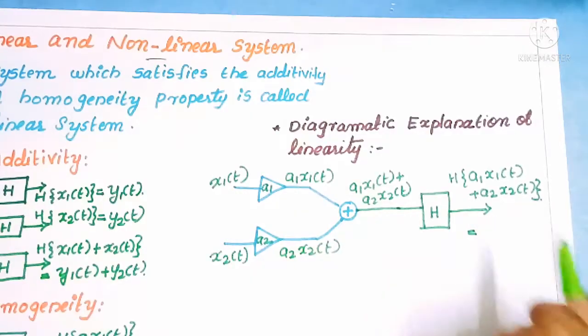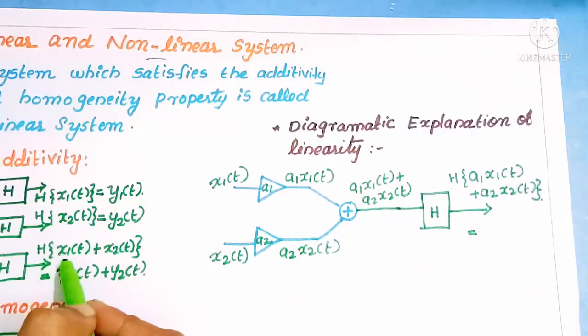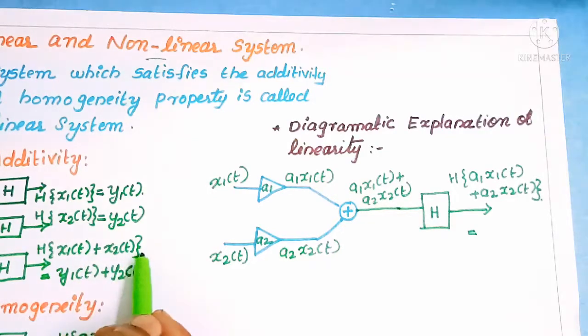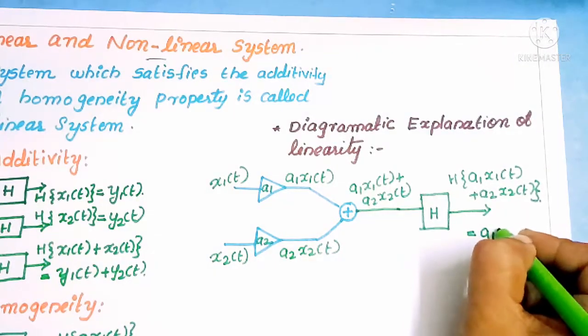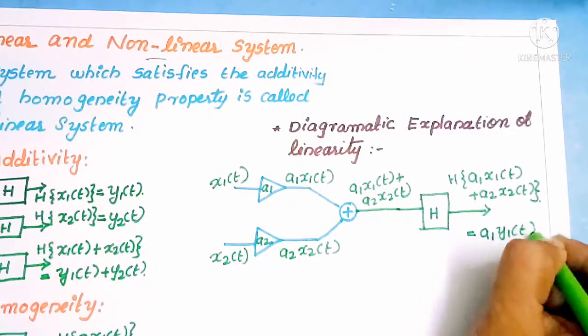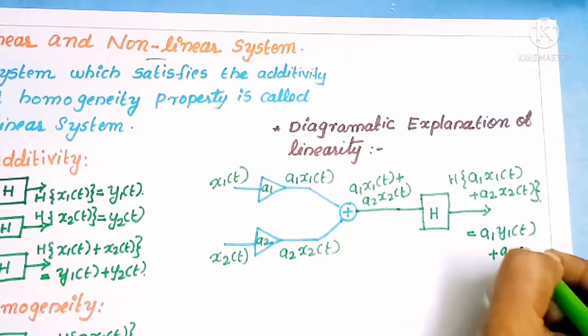Here you can see h of x1 of t plus x2 of t can be written as y1 of t plus y2 of t. So it can be written as a1 y1 of t plus a2 y2 of t.